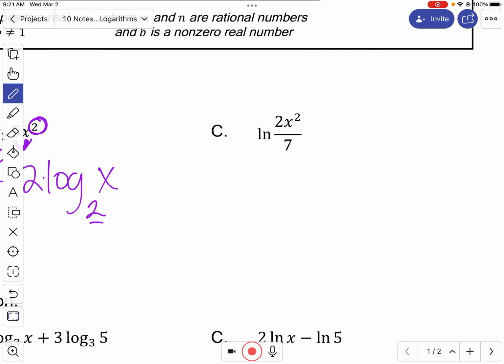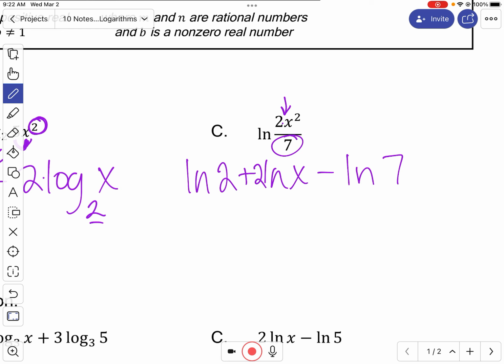Notice in the numerator here that we're multiplying 2 times x squared and then we're dividing by 7. So I first want to split up the numerator. So natural log of 2 plus natural log of x squared, but I'm going to go ahead and put the 2 in front, 2 times the natural log of x. And then I have to subtract the denominator, so natural log of 7. So when it says expand, you're breaking it up and expanding it into multiple logs based on the properties.